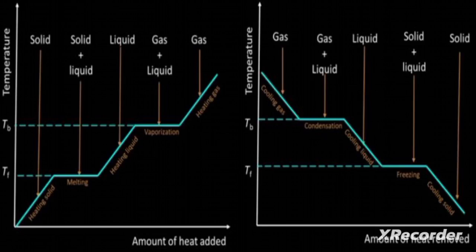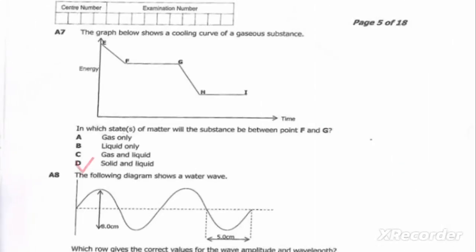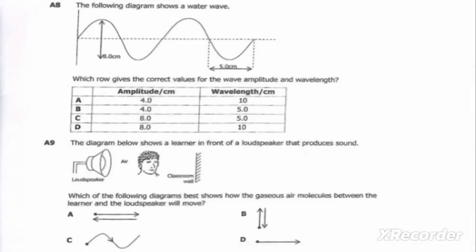The cooling curve. So between gas and liquid, the state of the substance given will be in liquid and gas. So therefore, our answer is gas and liquid. We move to the next question, which is question A8.